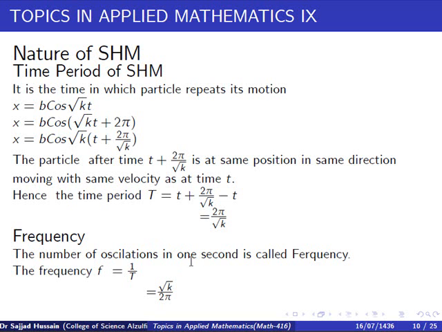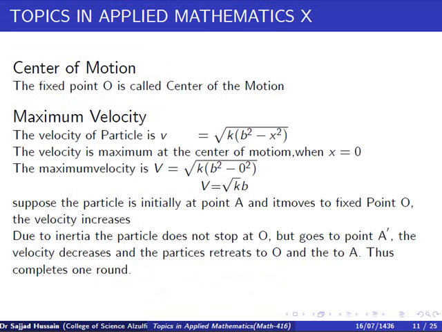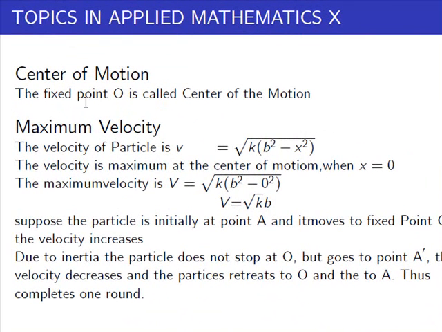Frequency: the number of oscillations in 1 second is called frequency. The frequency is the reciprocal of the time period. We can directly find the frequency from the formula for time period. Frequency is the reciprocal of time period, which gives us the formula √k/2π. Center of motion: the fixed point O on the path of the particle is called the center of motion.